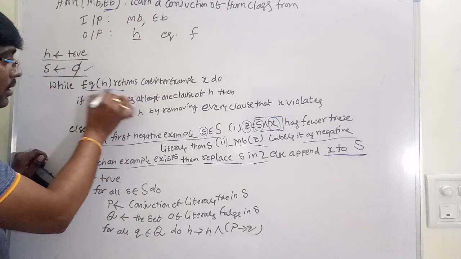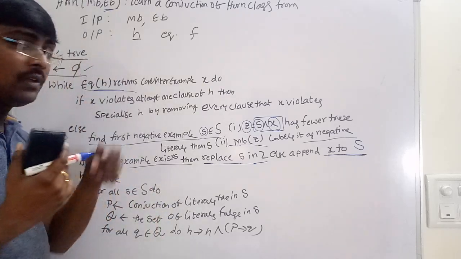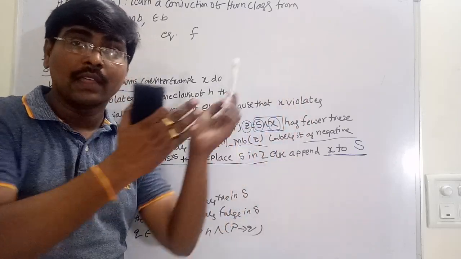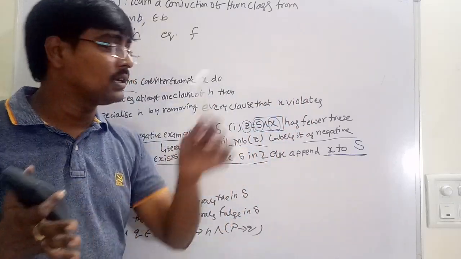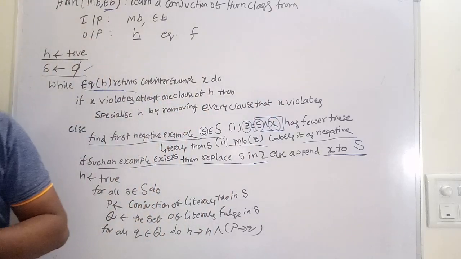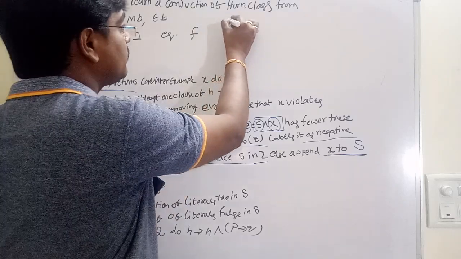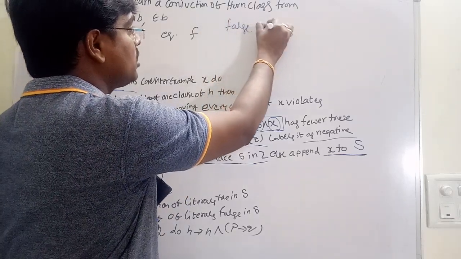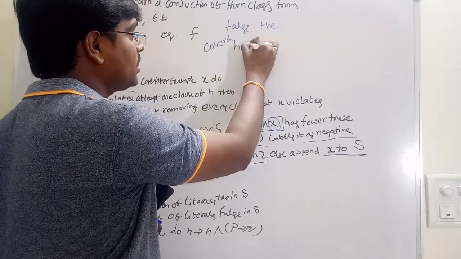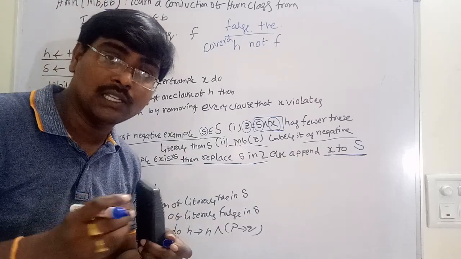Suppose we are moving from the Horn class A to B, the result is either a false positive or a false negative. A false positive means the concept is covered by H, not by F.